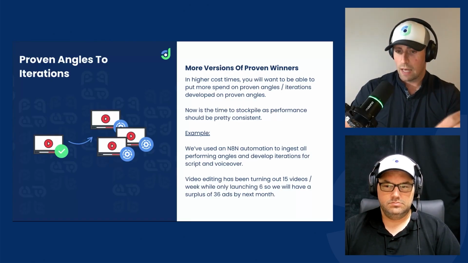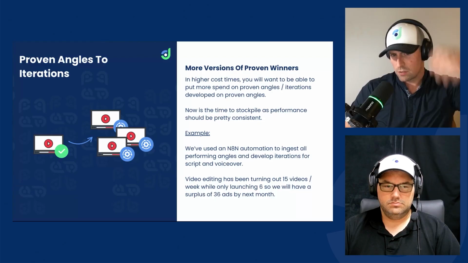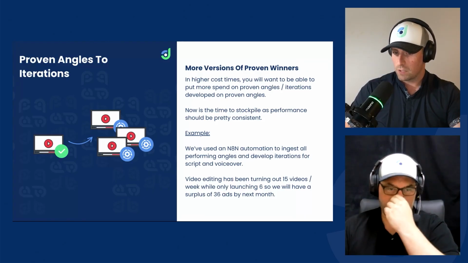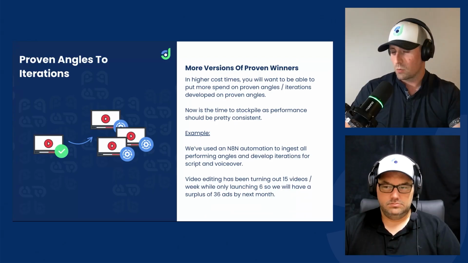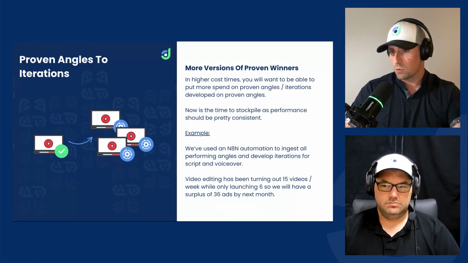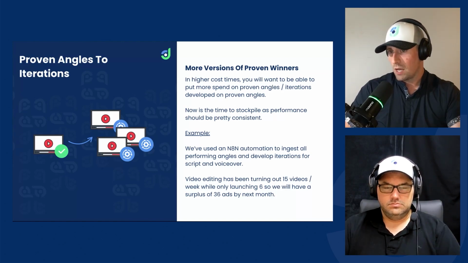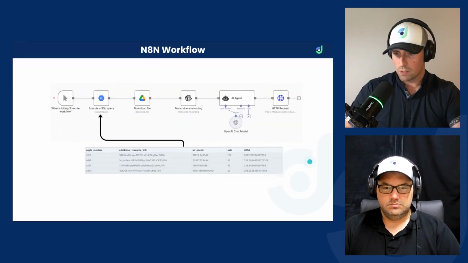We use an n8n automation to ingest the top performing angles and develop iterations for scripts and voiceovers, and I'll show you here in just a second. But our team has been doing this over the last couple months. We've been turning out 15 videos a week while only launching 6. So we have a surplus of 36 ads a month. Multiply that by 2 or 3 months, that's 72, over 100 creatives that can be launched in higher cost periods.